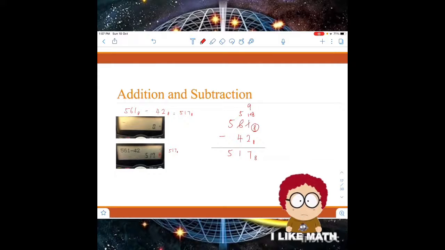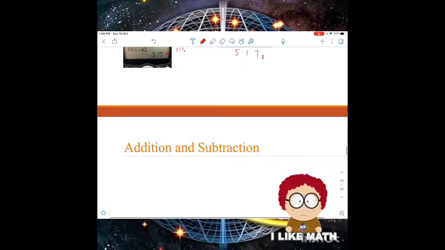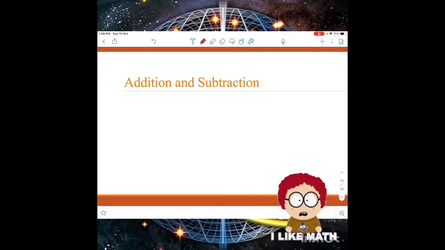Alright, we try these ideas with other bases. I will give you 2 more examples to make the idea clearer. Now, for example, I give you 331 base 4 minus 32 base 4. These are base 4 numbers. So we minus 331 base 4 minus 32 base 4.